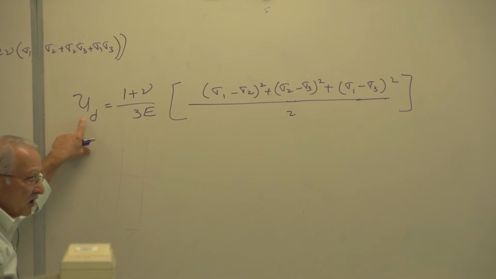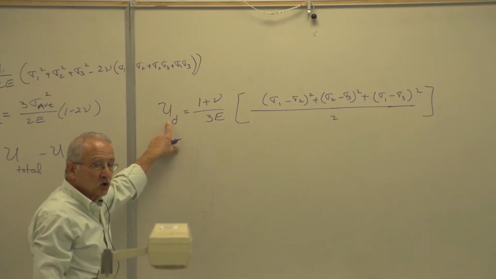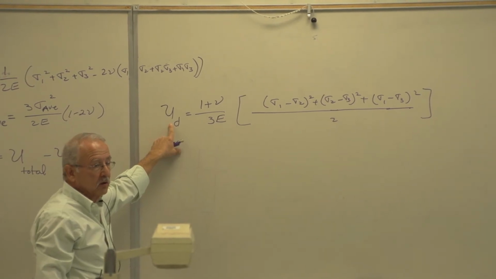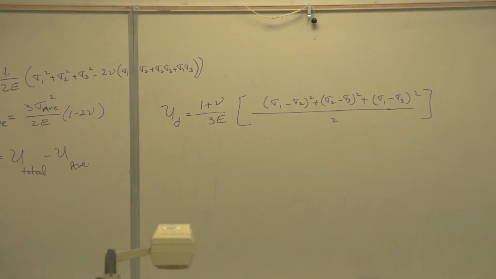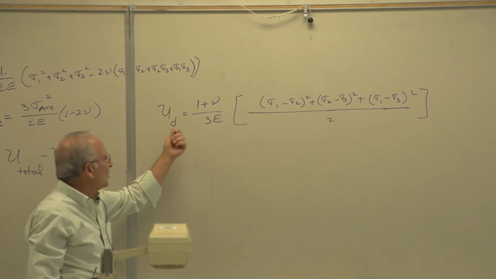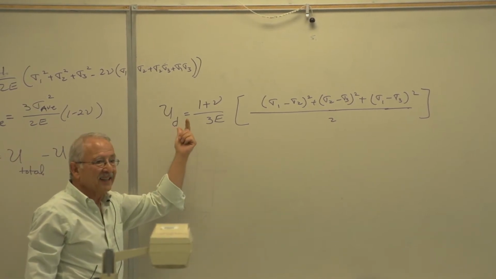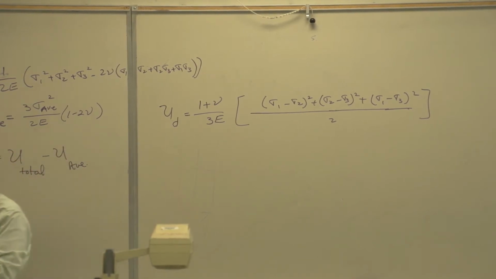This is the strain energy due to distortion only, that which causes yielding. The theory says this, that failure will occur whenever this equals the distortion energy density at yield in a simple tension test.